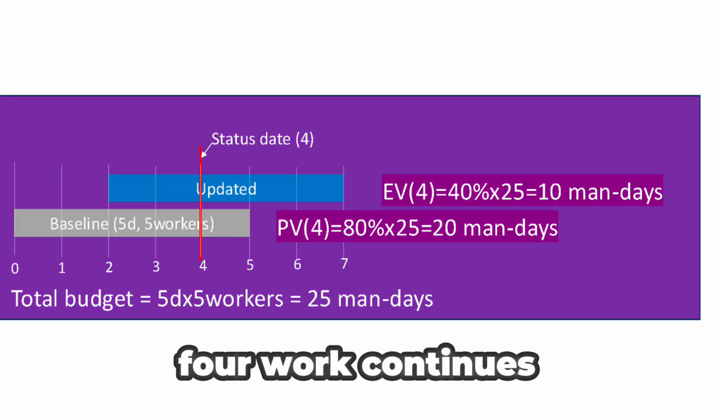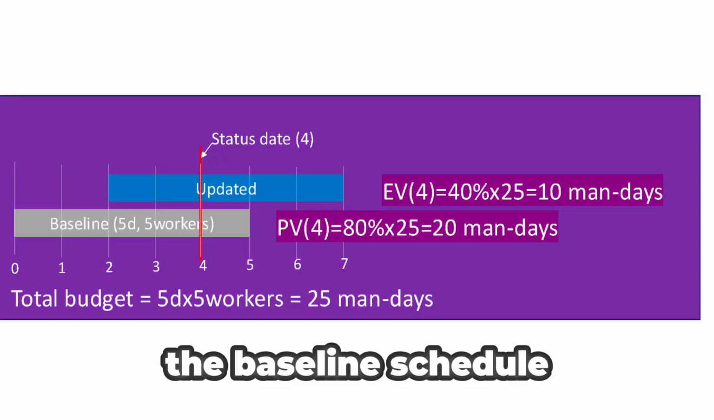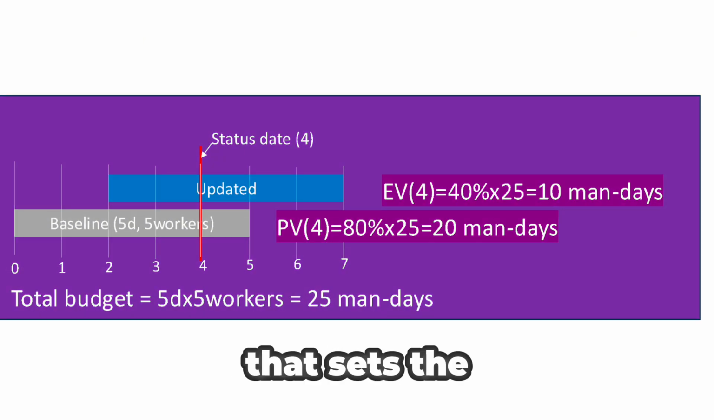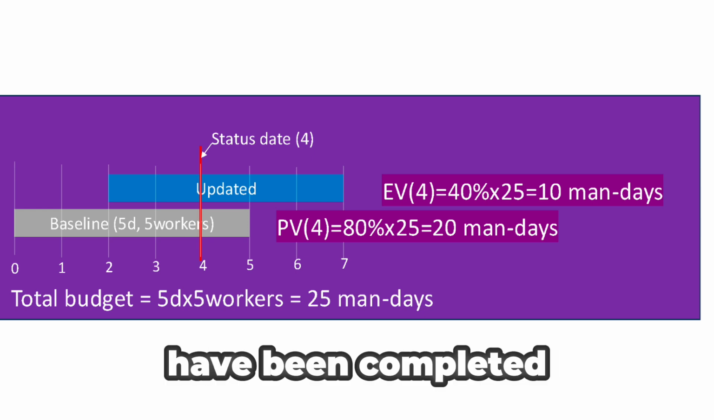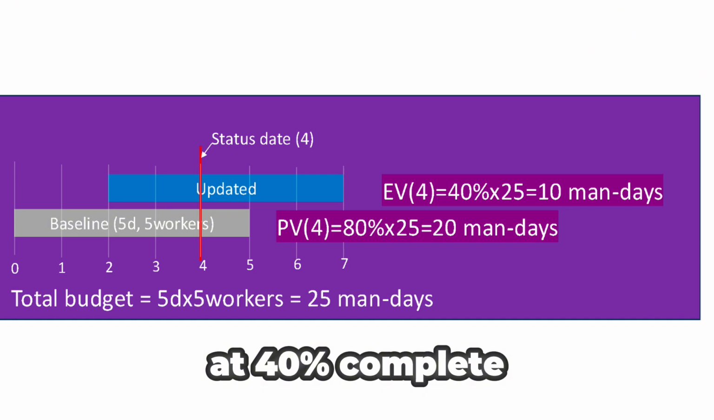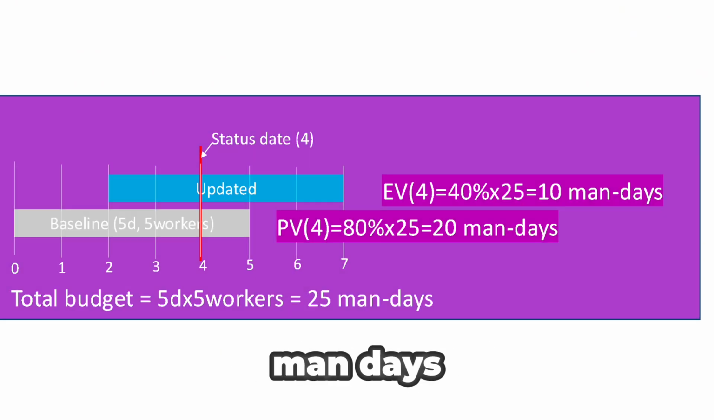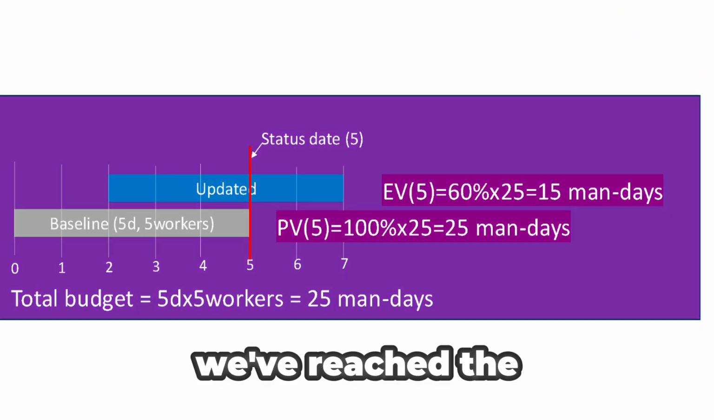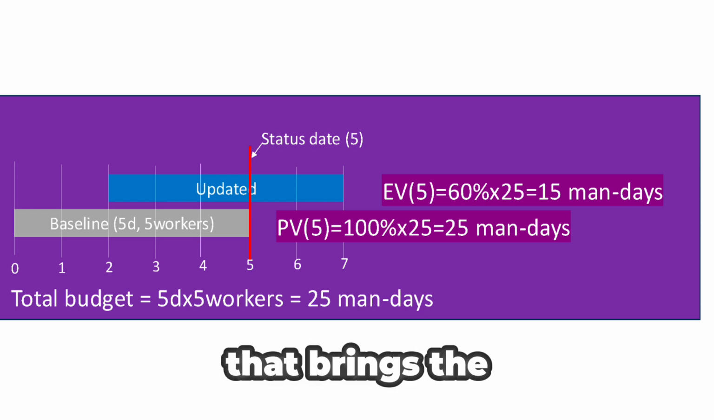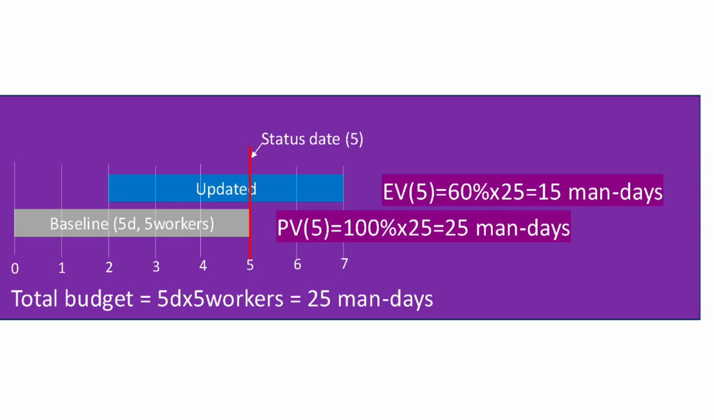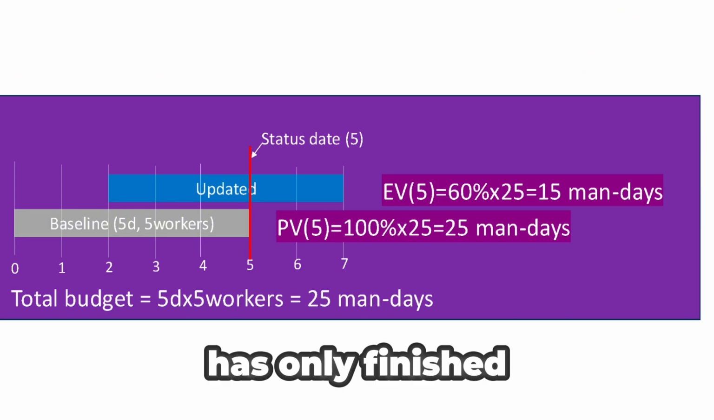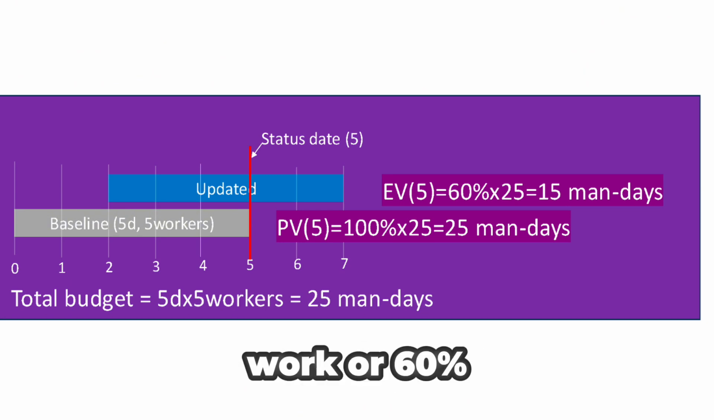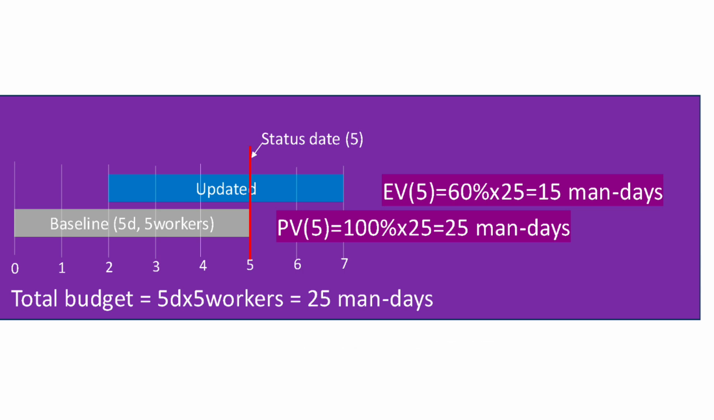Now, on day 4, work continues. The baseline schedule calls for 4 days of completed work. That sets the planned value at 20 man-days. In terms of actual progress, 2 workdays have been completed, putting the task at 40% complete. So, the earned value is 10 man-days. By day 5, we've reached the final day of the original plan. That brings the planned value to its full total budget, 25 man-days. But the crew has only finished 3 days of work, or 60% of the task. So, the earned value is 15 man-days. The job isn't done yet, and now we're officially behind schedule.